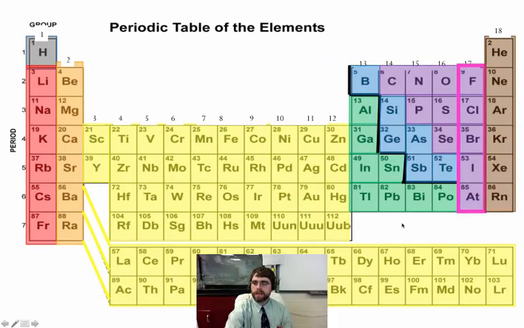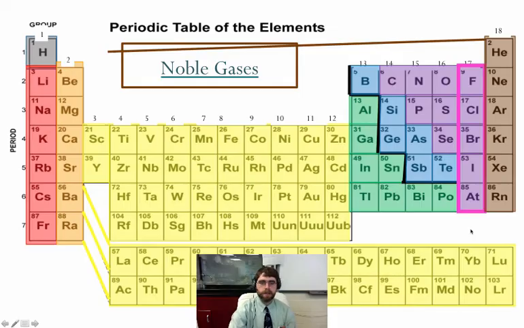Anyway, one last group to color in before we start labeling other things. Our last column to color in is the very last column, and that group is the noble gases. They are the noble gases, not the Nobel gases. They have nothing to do with Alfred Nobel. And Mendeleev did not have these originally on his periodic table. None of them had been discovered yet at that point. A whole column missing. And there's a reason for that.